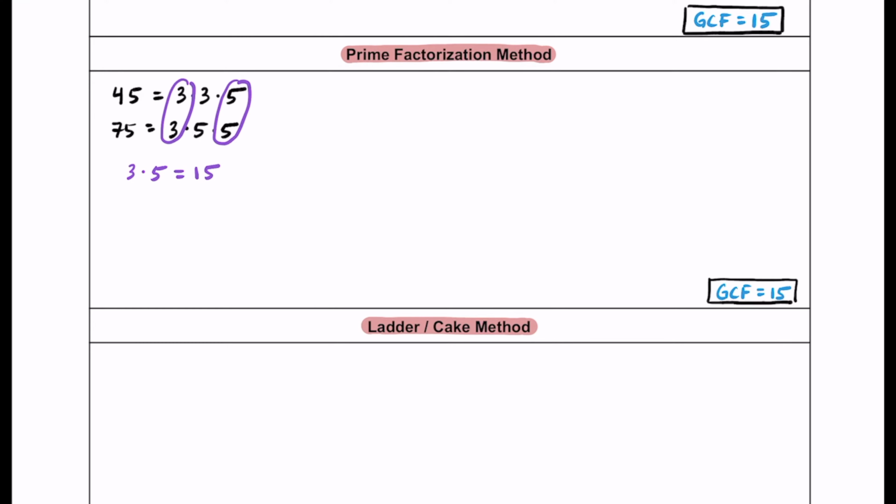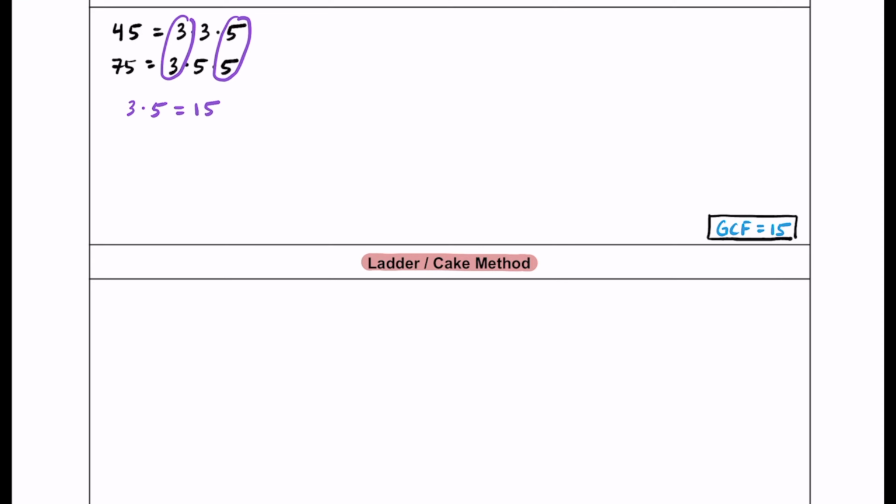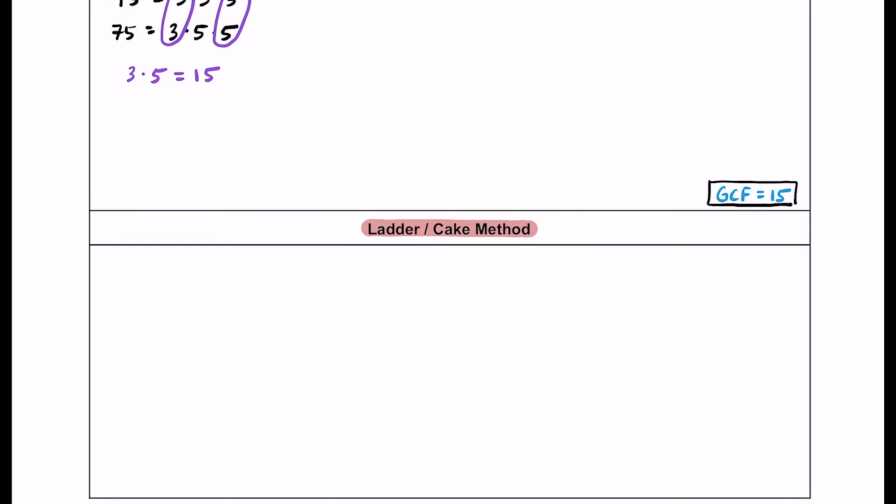So this one is the fastest of them. So I'm going to go ahead and show you what this looks like. For this ladder or cake method, all we do is we take the 75 and 45 and write them next to each other. And we go ahead and make either kind of like a step on a ladder or an upside down cake, however you want to think about it.